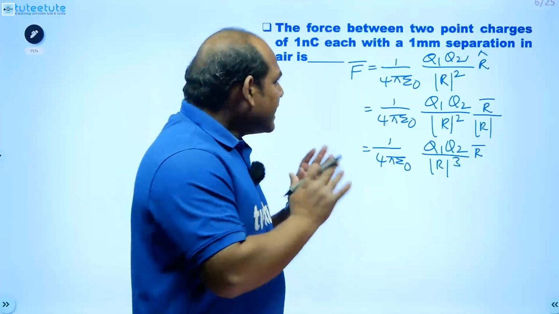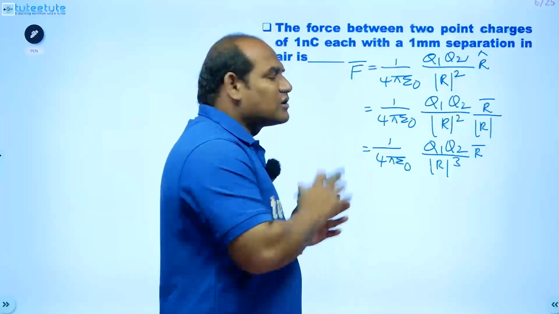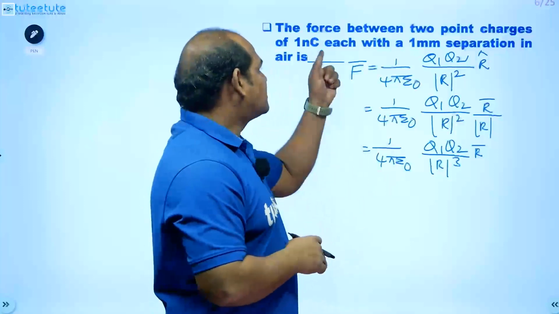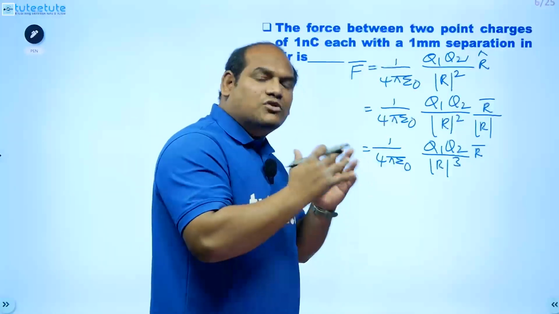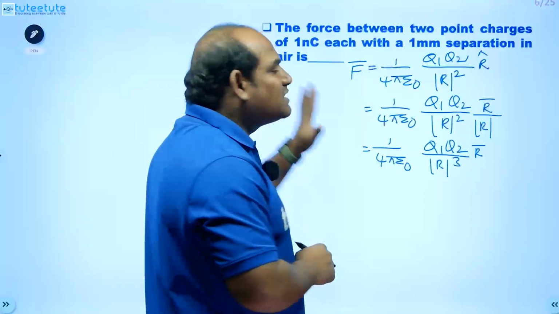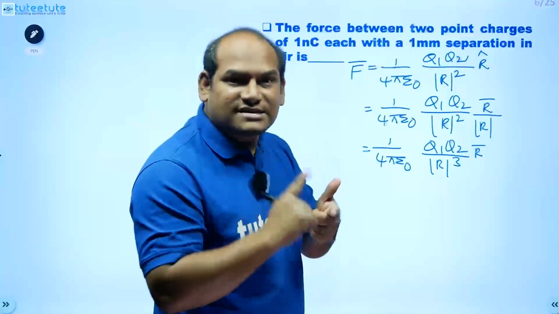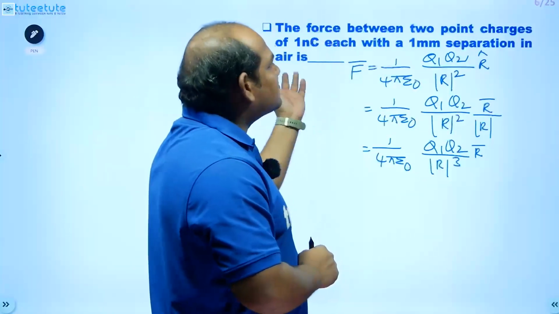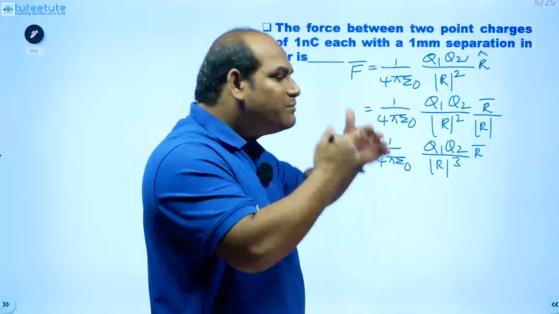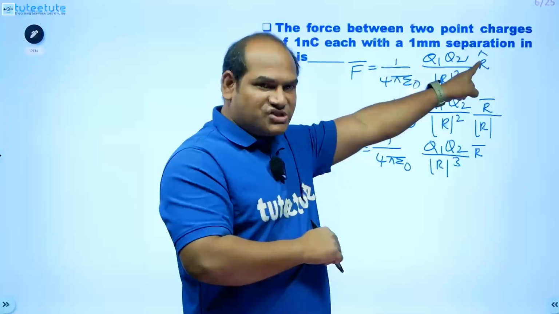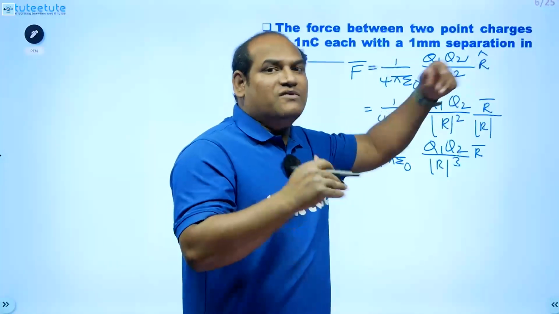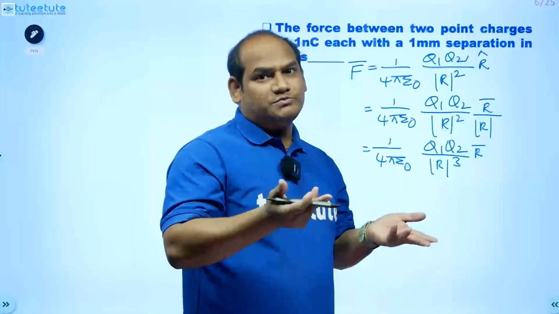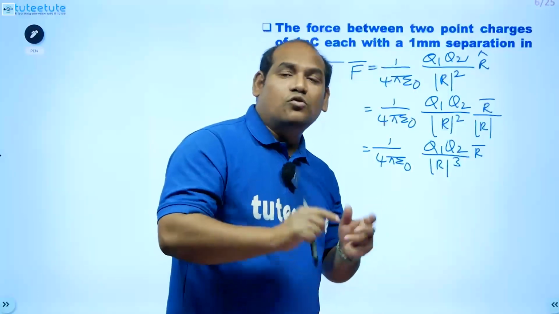At this particular moment, I have taken this question so that you will get clarity regarding which formula to use in this type of question. Now observe the question carefully. They asked about only the magnitude of the force. They did not ask about direction, because we don't know where the charges are. They have simply given a 1 mm separation between the 2 charges, but where those 2 charges are, we don't know. So they are asking about only the magnitude.